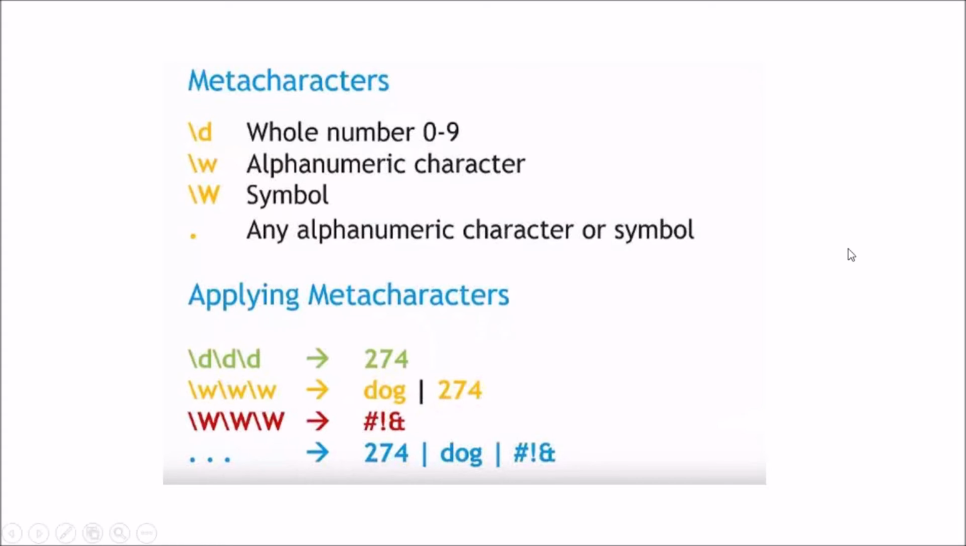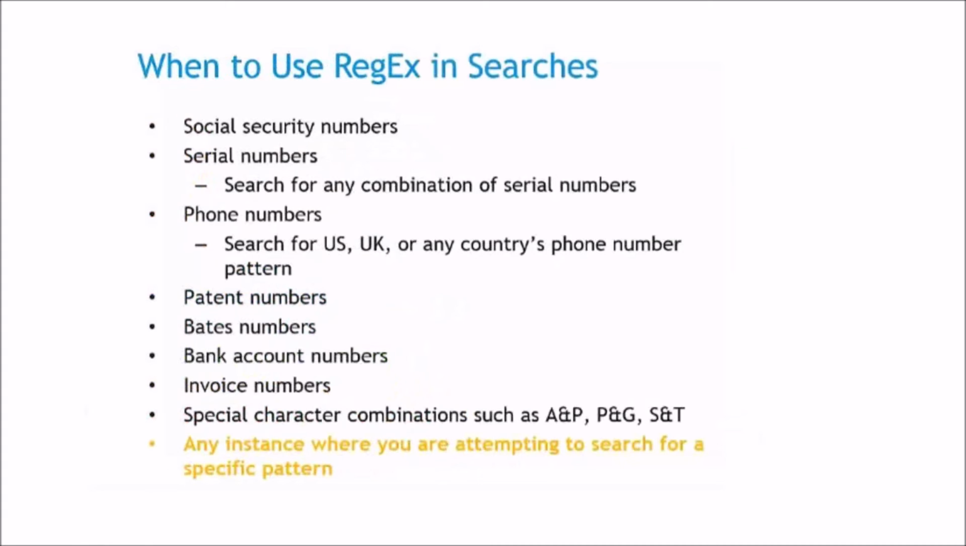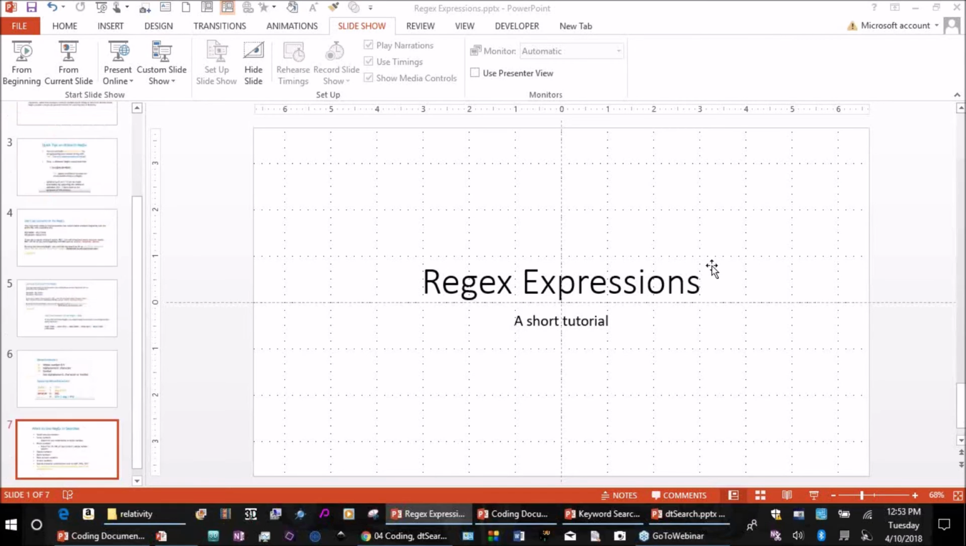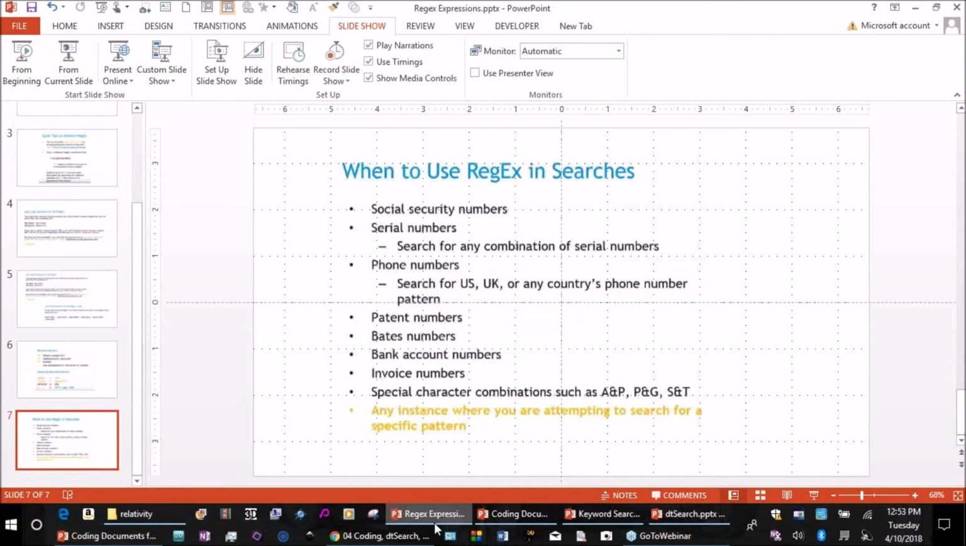So these are regex searching, applying your meta characters. Where regex comes in handy is when you're searching for things like social security numbers, serial numbers on computers or products, phone numbers, searching for US, UK, or any other country's phone number patterns, patent numbers, Bates numbers, bank account numbers, invoice numbers, special character combinations such as A and P and so on, and any instance where you're attempting to search for a specific pattern of characters. That's where your regex searching can come in handy. And as I said, there's a whole hour seminar that's provided to you by Relativity on this.